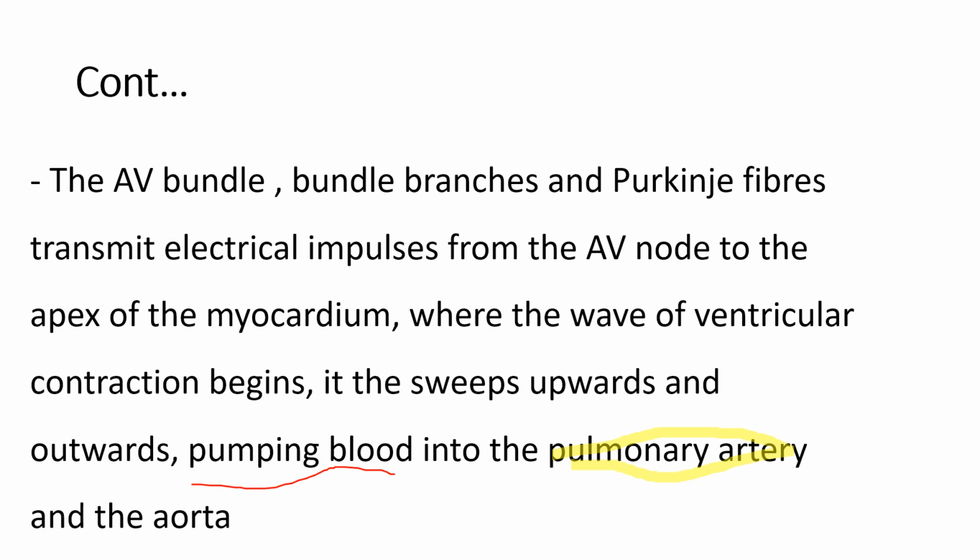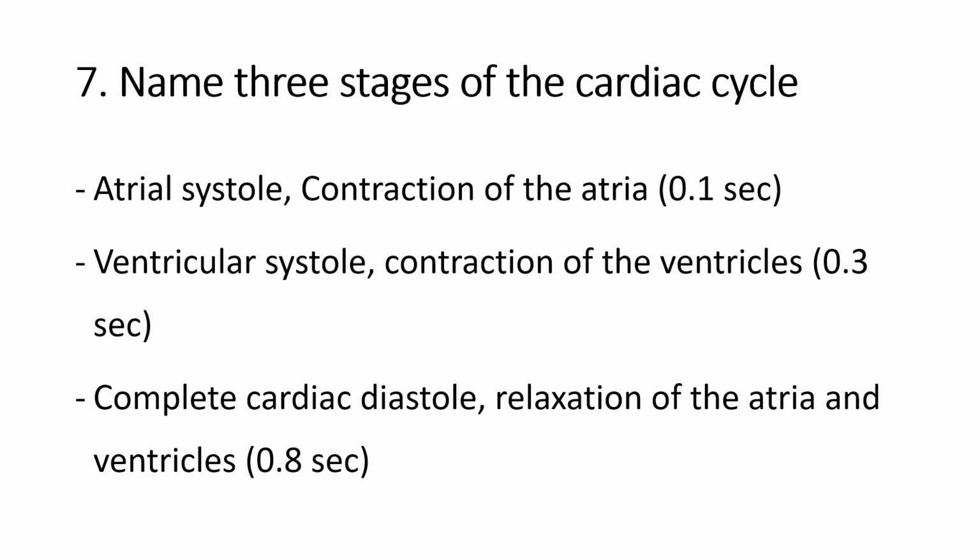Then there is also, when this contracts, there is blood in the left ventricle. When the apex contracts, the blood in the left ventricle will be expelled out through the aortic valve into the aorta. This one is oxygenated blood, and it will leave the heart through the aorta. Okay, the next question says, name 3 stages of the cardiac cycle.